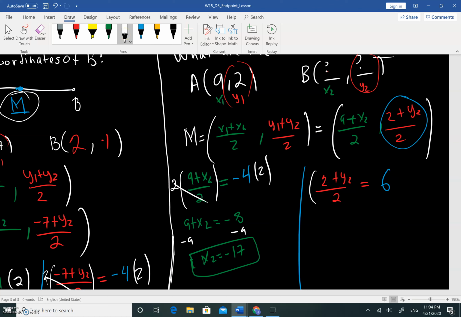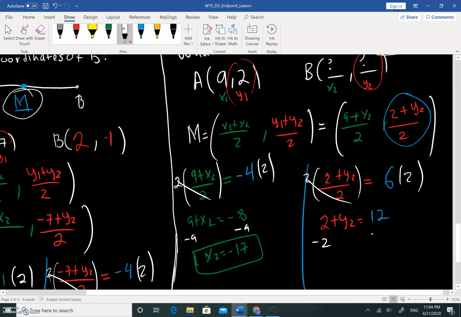So we go ahead and multiply both sides by 2. These two cancel out. We have 2 plus y2 is equal to 12. And then we have to get rid of that 2 here, so we subtract 2 from both sides. Therefore, my final answer is going to be y2 is equal to 10.